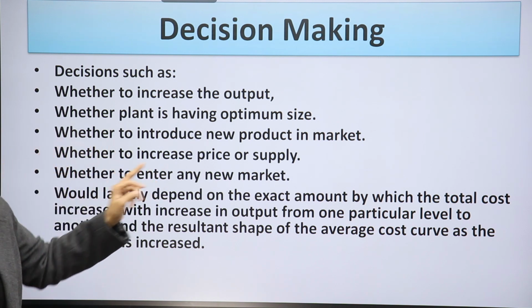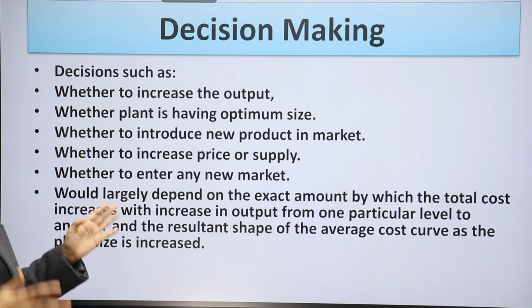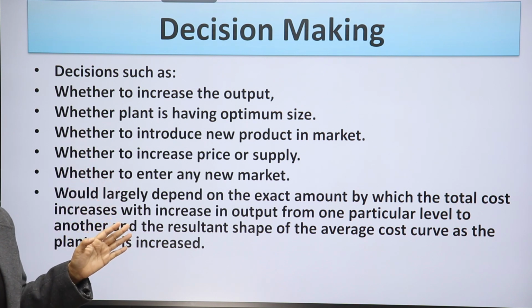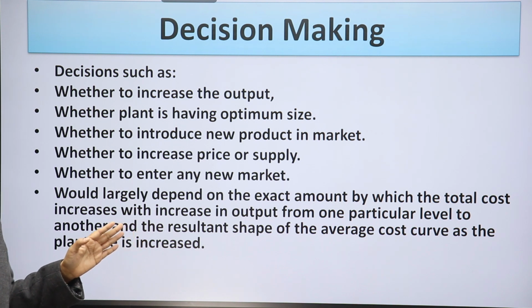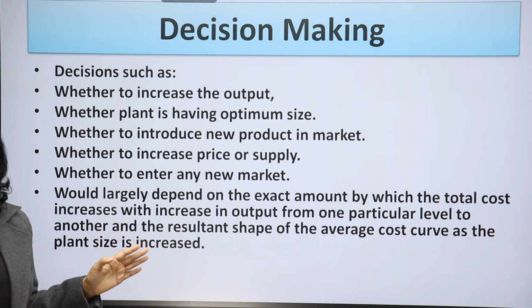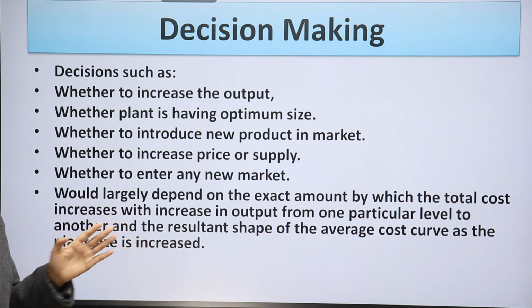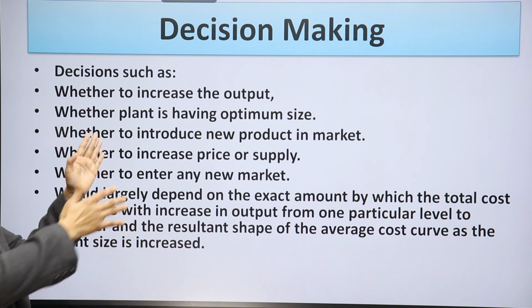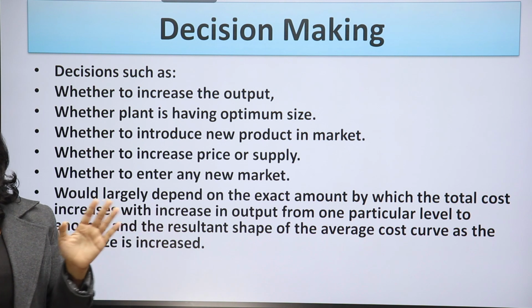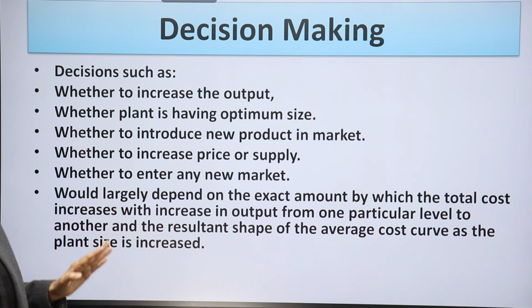Whether to increase price or supply. You have to choose whether to increase supply or increase price, because with increased price you may get more profit by selling a lesser amount of commodities, but by increasing supply you may have to reduce your price. So what is the trade-off in this decision? You have to determine it with the help of cost estimation.